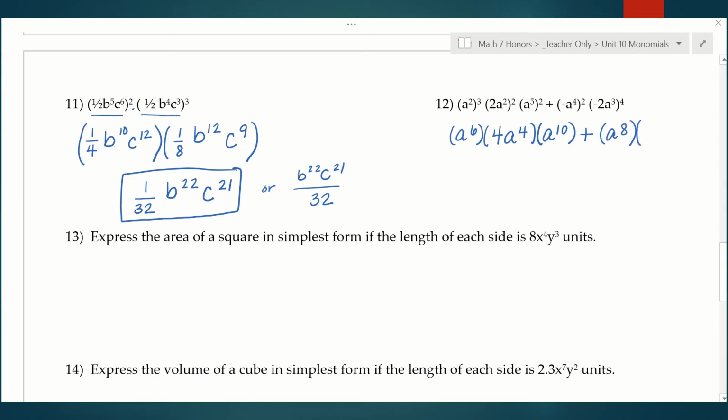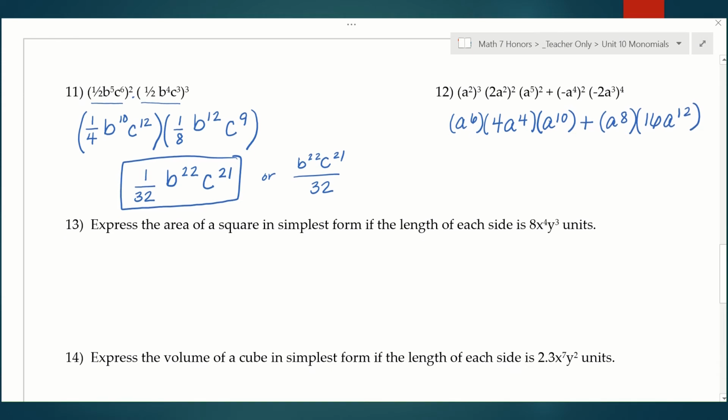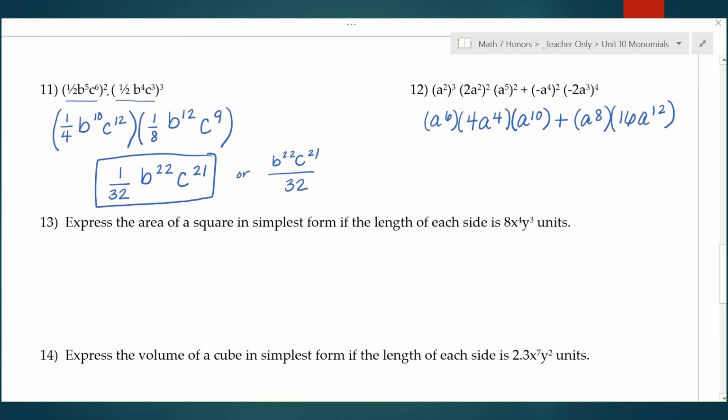And then that last monomial, negative 2 a to the 3rd to the 4th power. So negative 2 to the 4th power. Negative 2 times negative 2 is 4. 4 times negative 2 is negative 8. And negative 8 times negative 2 is positive 16. And then we would get a to the 12th. Okay, so we've taken care of all of the exponents.